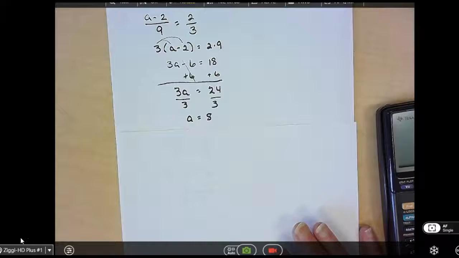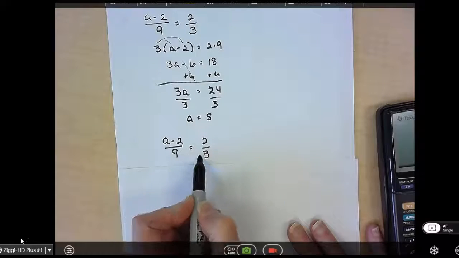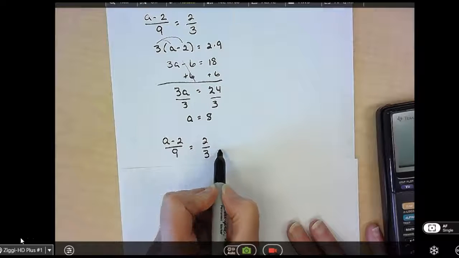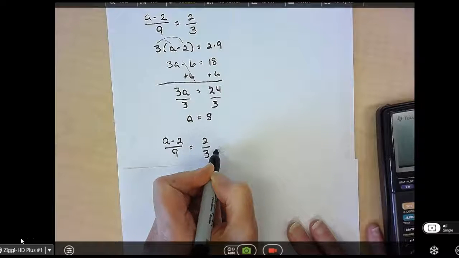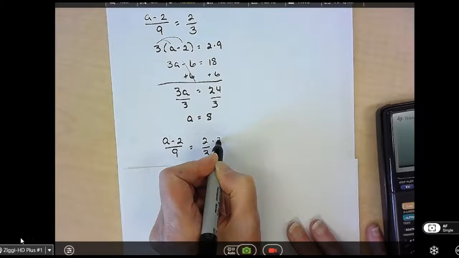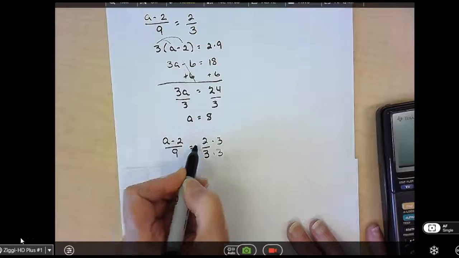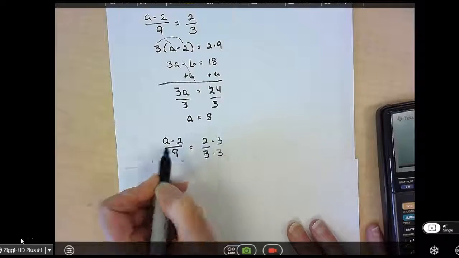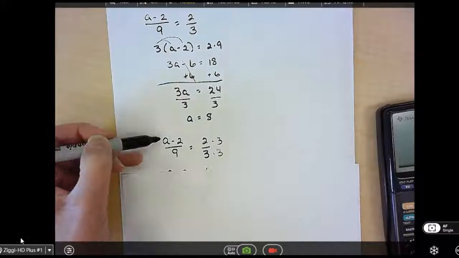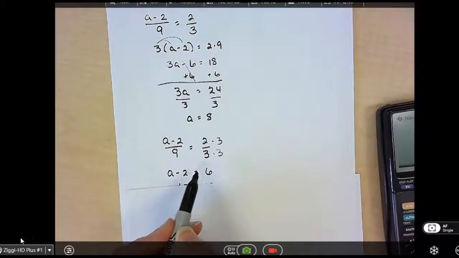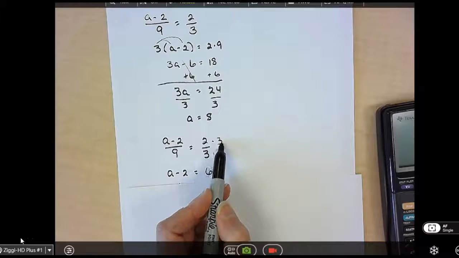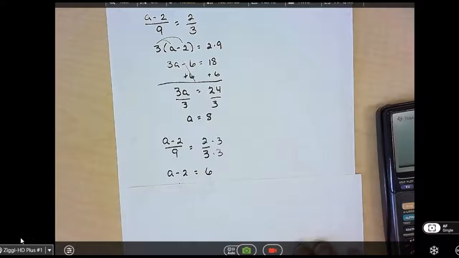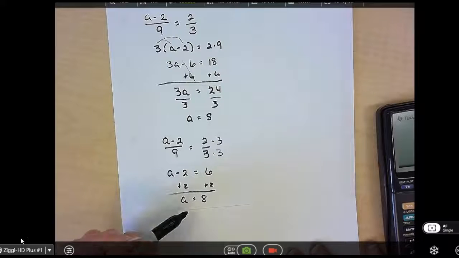The other way we could look at this was with our equivalent fractions. So if I look, 3 times 3 gives me 9. If I multiply the denominator by 3, the numerators have to equal each other. So A minus 2 has to equal 6, because that's what 2 times 3 was. And then add your 2 to both sides and get A equals 8.